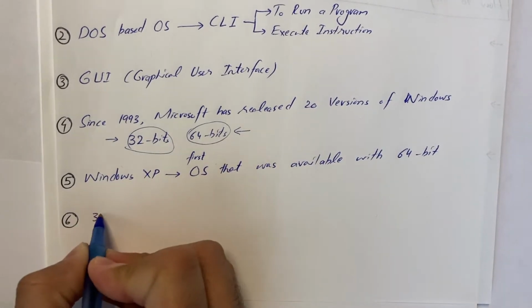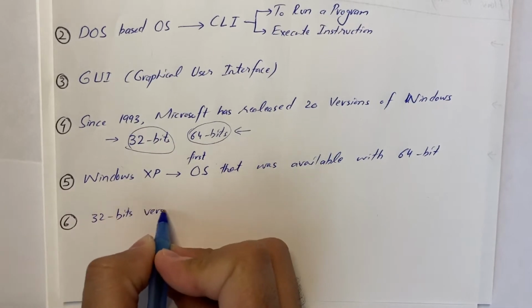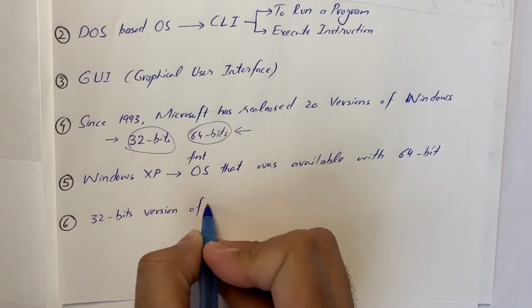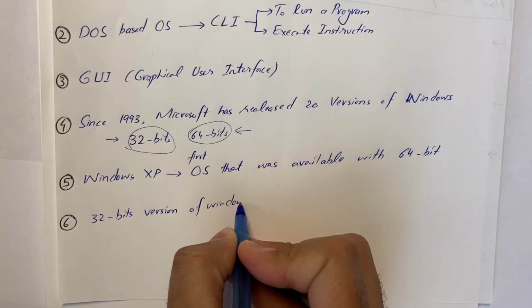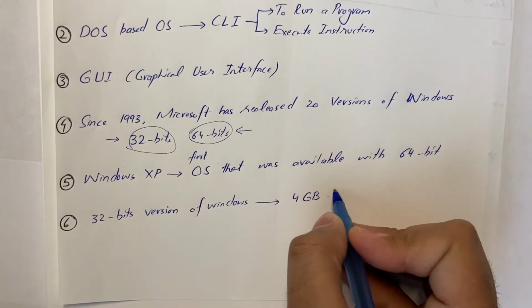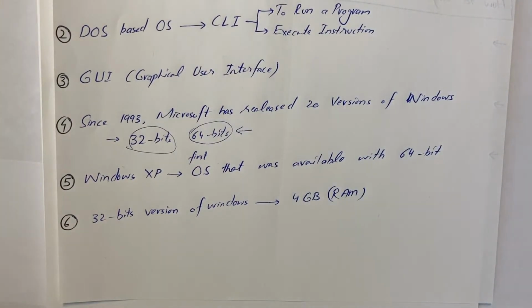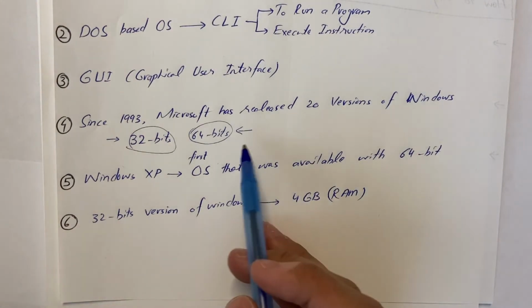For the 32-bit version of Windows, at least we need 4 GB of RAM. So for smooth functionality, for the 32-bit version of Windows, we need 4 GB of RAM, and the same is the case for 64-bit word length. We need 8 GB of RAM for 64-bit.